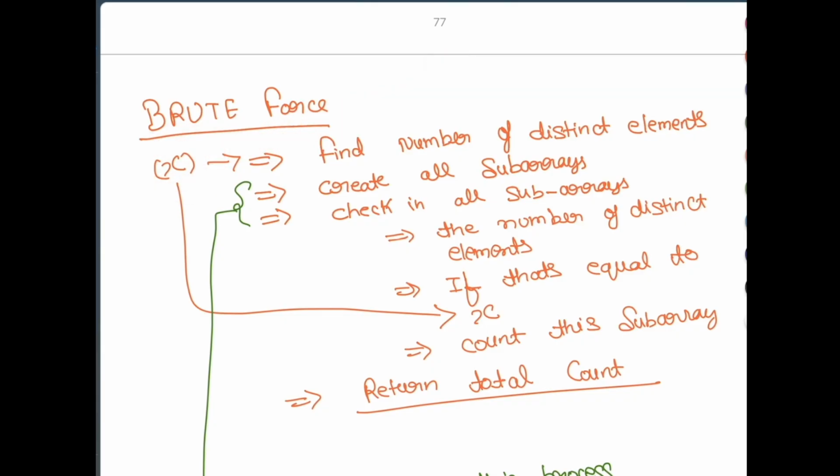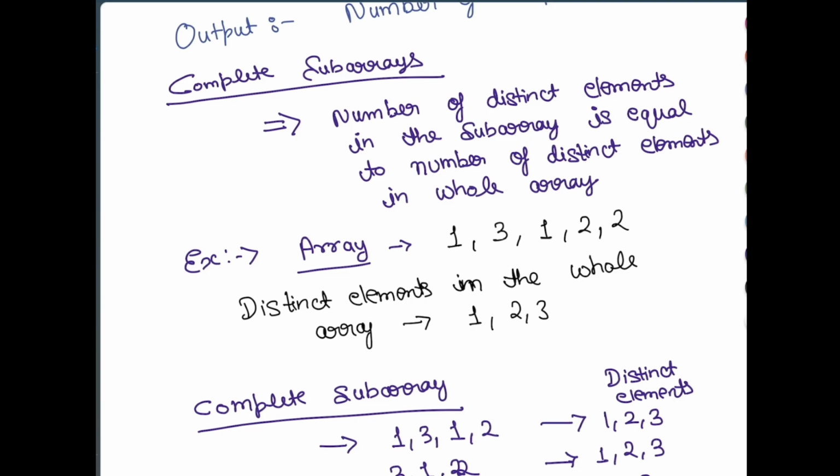Now we can try to create all the subarrays, right? How can we create all the subarrays? If this is our array, we can try to create all the subarrays starting from 1, then starting from 3, then starting from 1, then 2 and then 2. This will look something like 1, then 1, 3, then 1, 3, 1, 1, 3, 1, 2, 1, 3, 1, 2, 2. And similarly, starting from 3, it will be 3, 3, 1, 3, 1, 2, 3, 1, 2, 2, right?